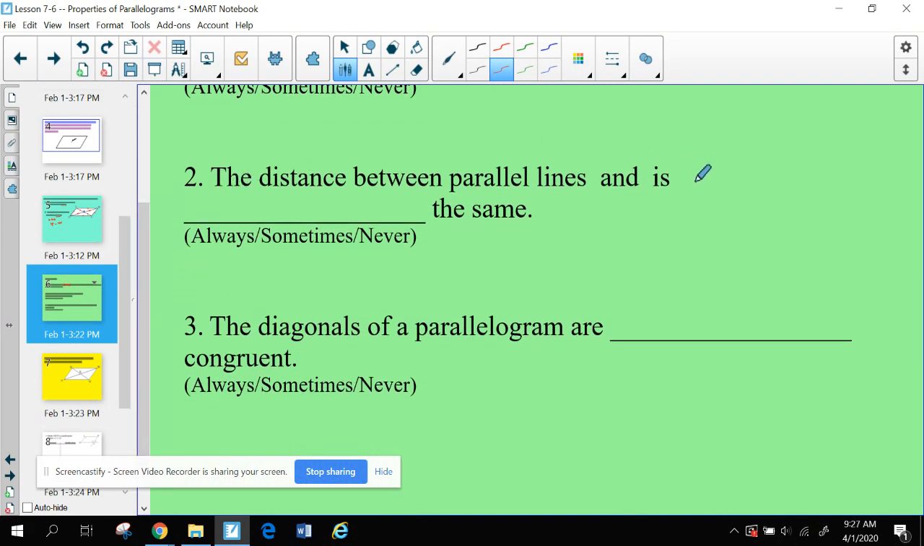The distance between parallel lines, that is always going to be the same. So we just drew that in with our perpendicular lines in that theorem. Those will always be the same.